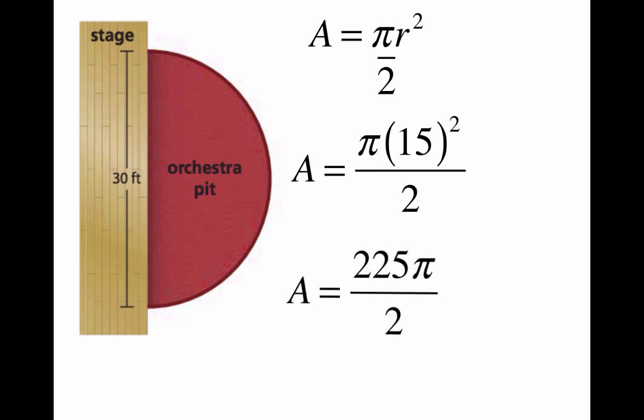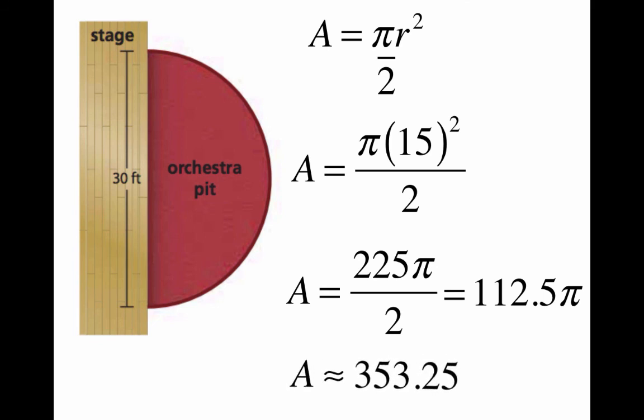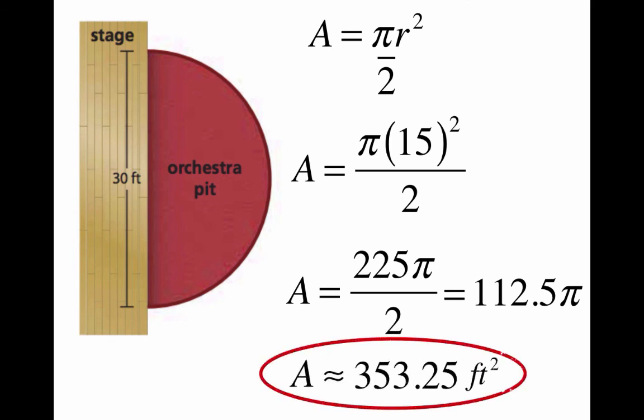So we're going to be doing 15 squared in our formula. And 15 squared is 225. So we have 225 pi divided by 2. Now 225 divided by 2 is 112.5 pi. Now we times that by 3.14 and we get our final answer of 353.25 feet squared. And there's your solution. How did you do? Did you get it right? Did you make a mistake? What was your mistake if you made one? Go ahead and try to figure that out.